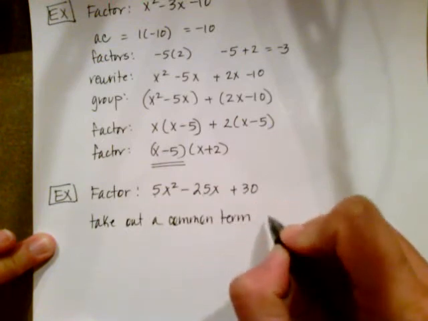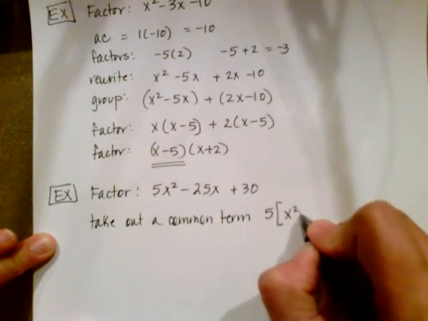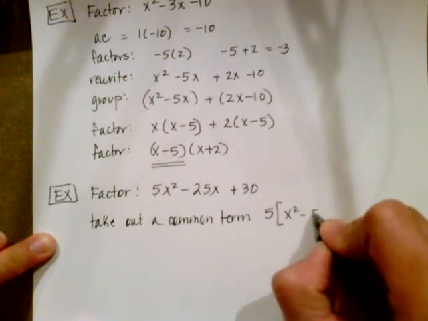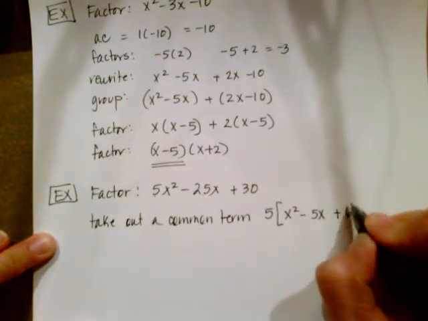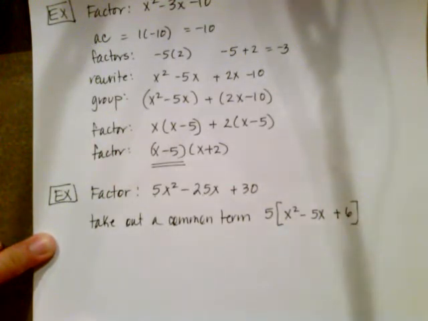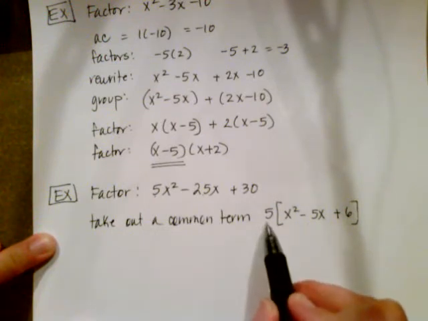And that common term is 5. So it's going to be 5, and then I'm going to write x squared, 25 divided by 5 is 5x, and 30 divided by 5 is 6. Now the problem is significantly easier. So now I can do my AC method. I can't get rid of the 5. I have to carry it all the way until the very end.